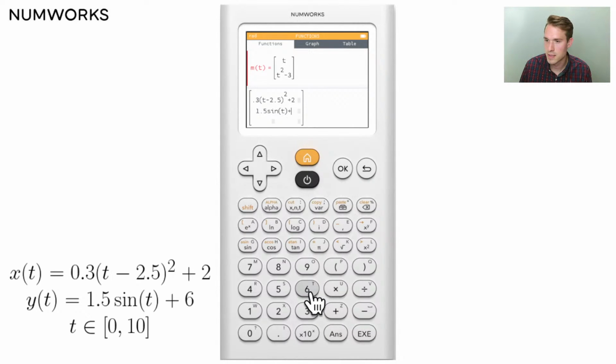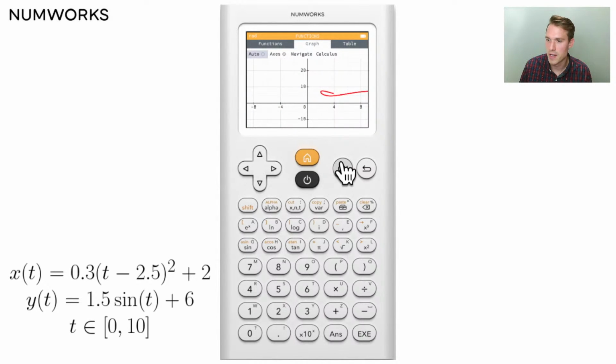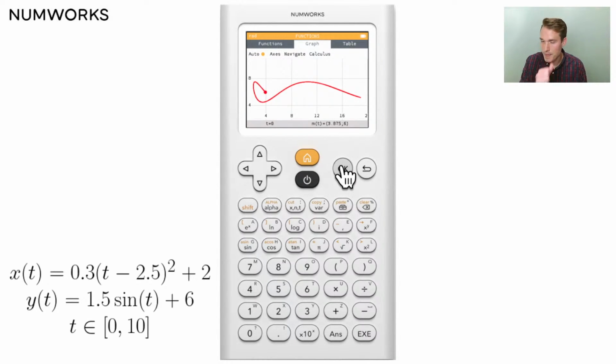And before I plot that, let's actually define the plot range. This is going to be my t values. So t ranges from 0. I'm actually going to let this go all the way to 10. And let's take a look at that graph. Let me actually turn on auto. And we have a parametrically defined curve. Hitting that right key is going to increase the value of t. So we can see what's happening as t increases.